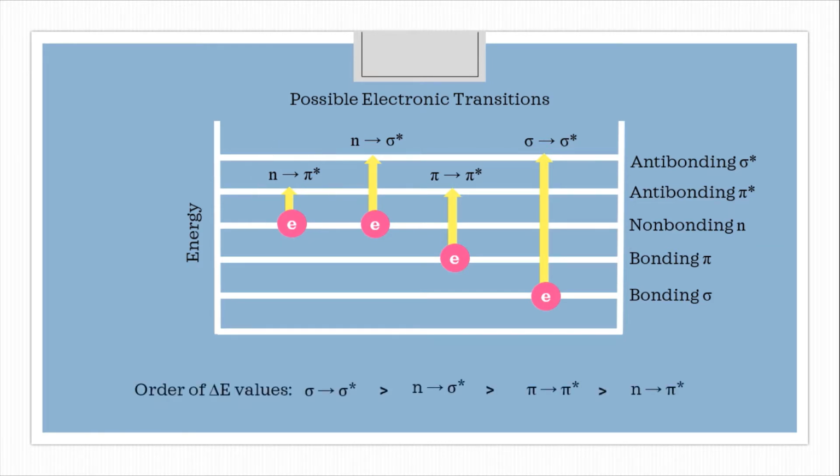The energy difference values for all the possible transitions are in the order sigma to sigma star, n to sigma star, pi to pi star, n to pi star.